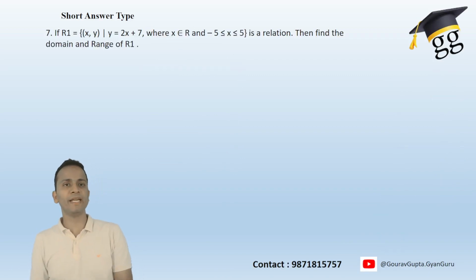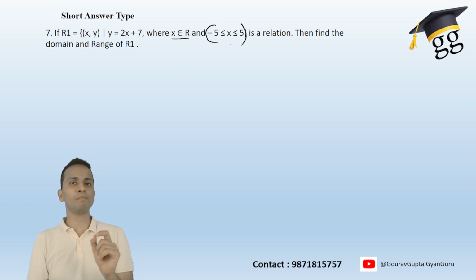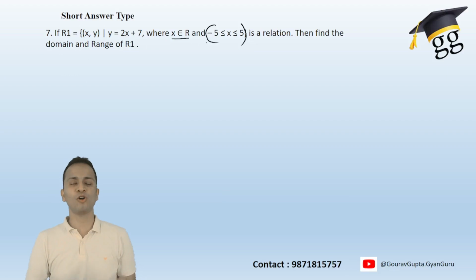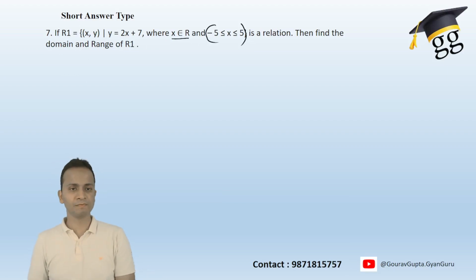Quickly moving on to our next question, question number 7. Now question number 7, they have defined a relation R1 x comma y such that y is equal to 2x plus 7, where x is a real number and x lies from -5 to +5, all the values including -5 and +5. Done. So this is the relation R1 that they have defined. So we'll have to find out the domain and range of this function.